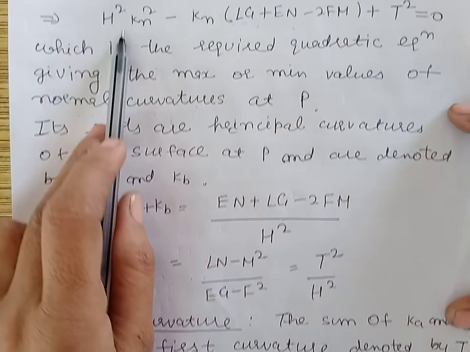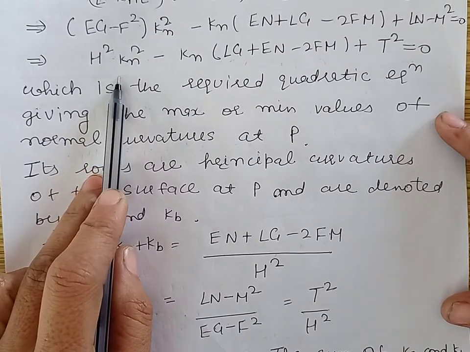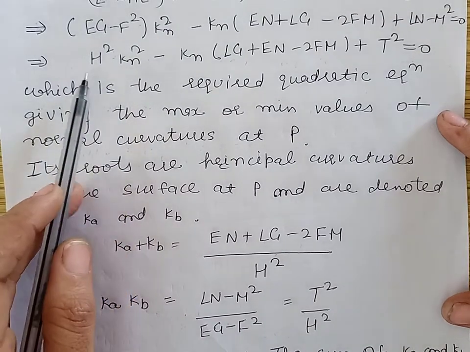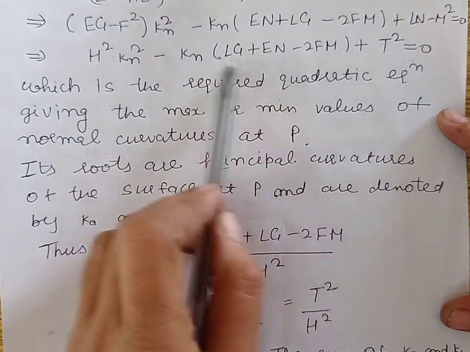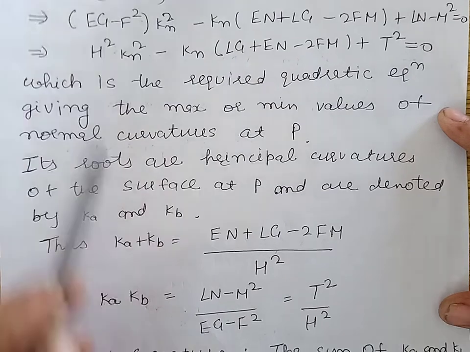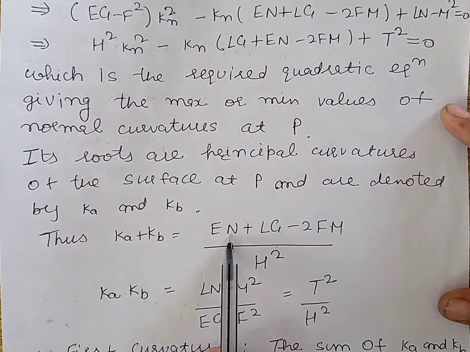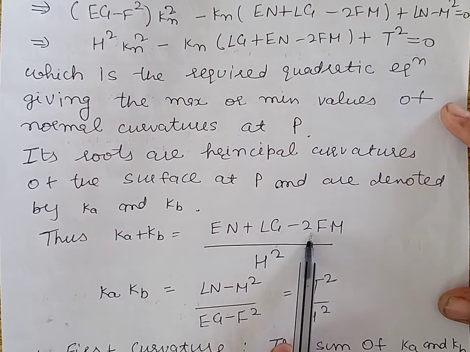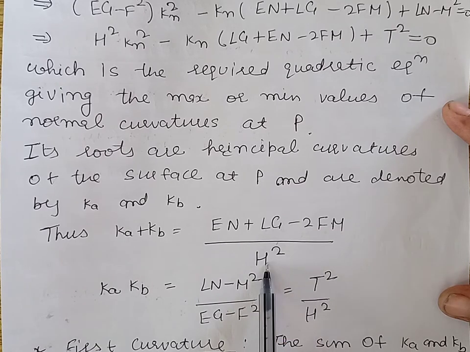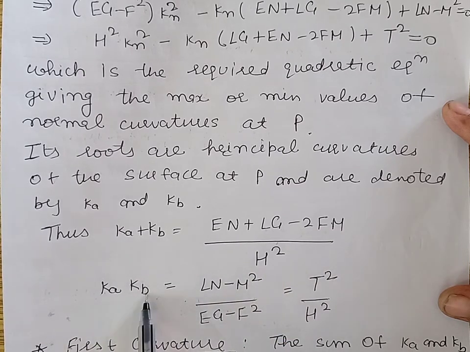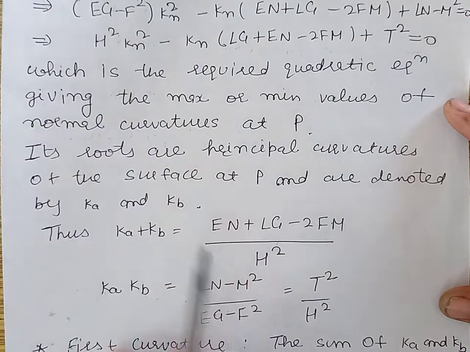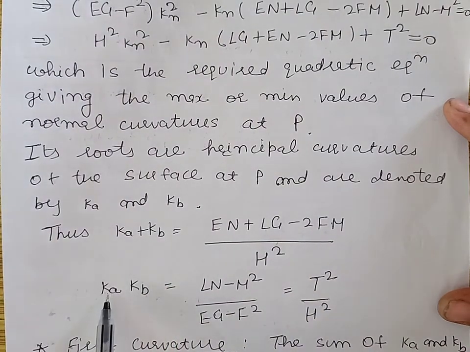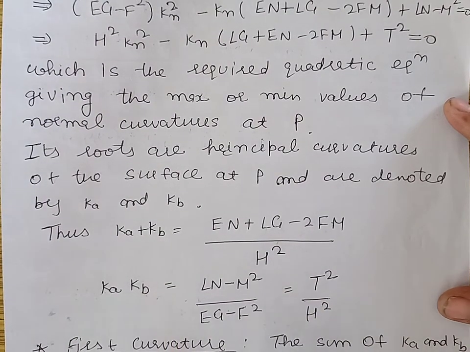Now from this quadratic equation we can find the sum and the product of the roots. The sum of the roots is given by the negative of this coefficient divided by H², so that will become (EN + GL − 2FM)/H², and the product of the two principal curvatures, κA into κB, is given by the ratio of T² and H². T² by H² gives us the product of two principal curvatures.